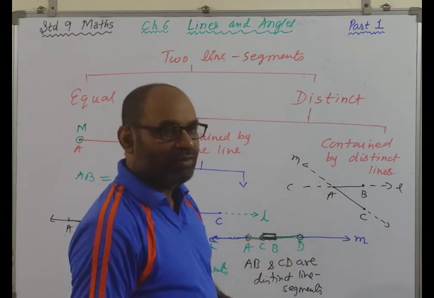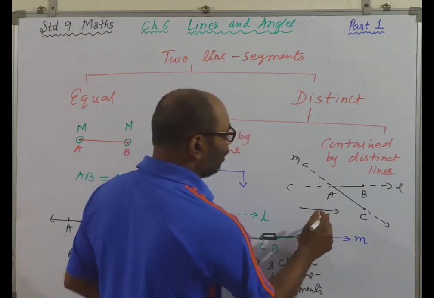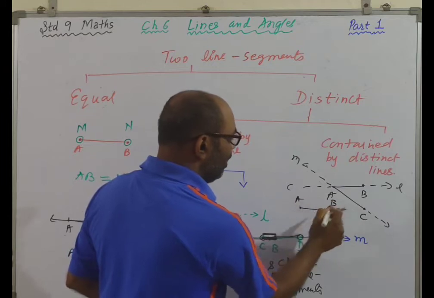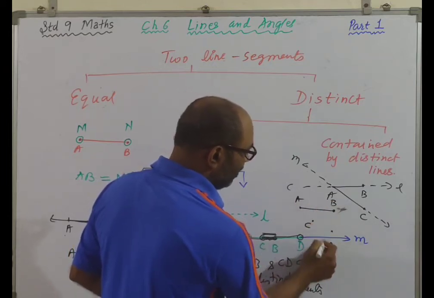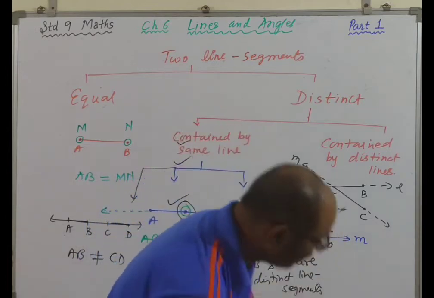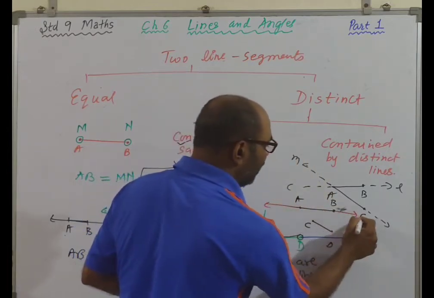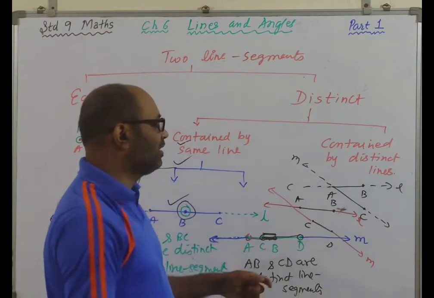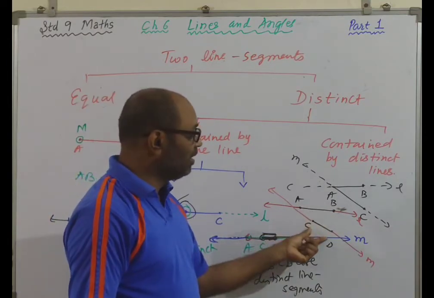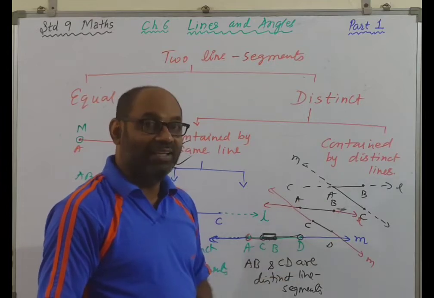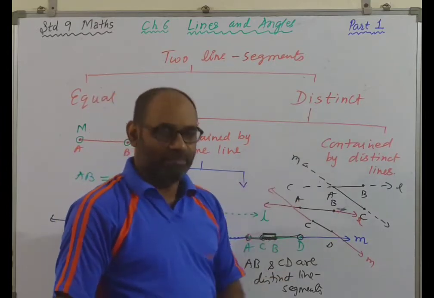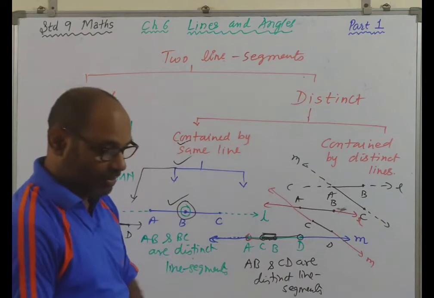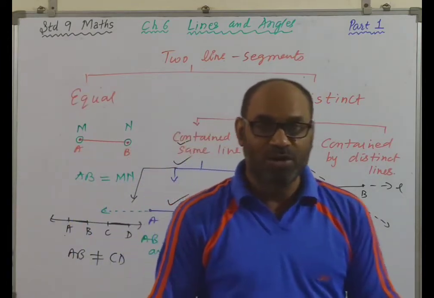ये एक फिगर हुआ. दूसरा फिगर क्या हो सकता है? इनिशियल पॉइंट अलग, एंड पॉइंट कॉमन है या एंड पॉइंट कॉमन नहीं. ये ए बी और ये सी डी, ये दोनों लाइन सेगमेंट, इसको मैं प्रोड्यूस करता हूं, I will produce this on both sides and call it M, इसको मैं प्रोड्यूस करता हूं एंड कॉल इट लाइन एम. You can see these two lines are distinct. लाइन सेगमेंट ए बी एंड लाइन सेगमेंट सी डी आर कंटेन्ड बाय डिफरेंट लाइन्स, सो दे आर डिस्टिंक्ट लाइन सेगमेंट्स. I hope you have understood what are equal line segments and what are distinct line segments. Now we move on to the next.